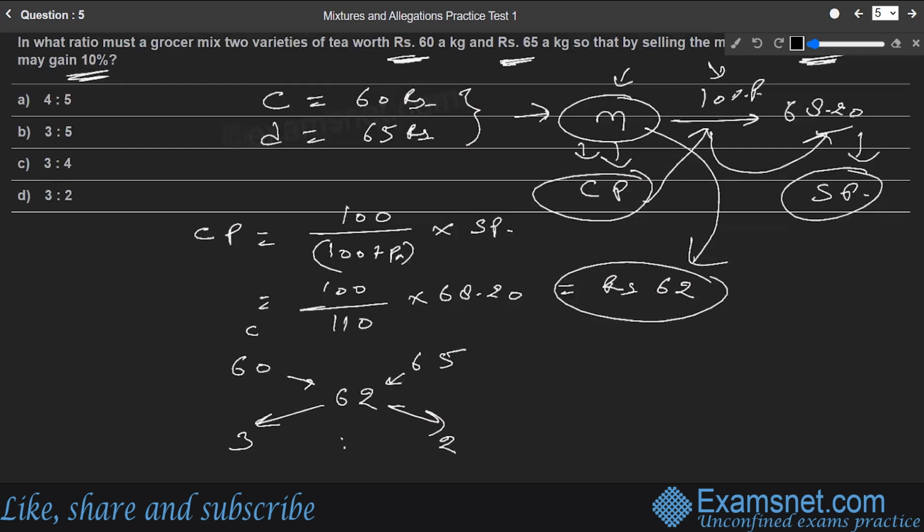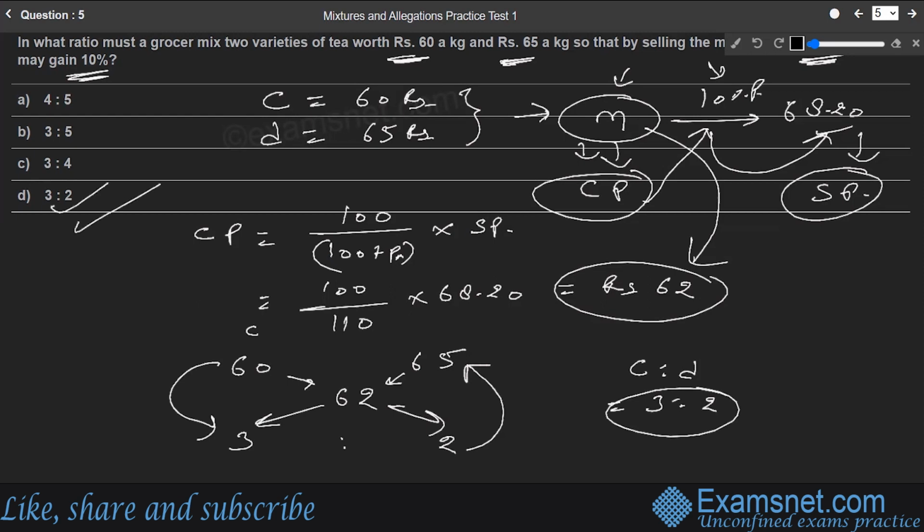That means three parts should be of the tea that is 60 rupees per kg, and 2 parts should be of the tea that is 65 rupees per kg. So the ratio of the cheaper tea to the dearer tea comes out to be 3 is to 2, and that should be the right answer, which is available in option number D.